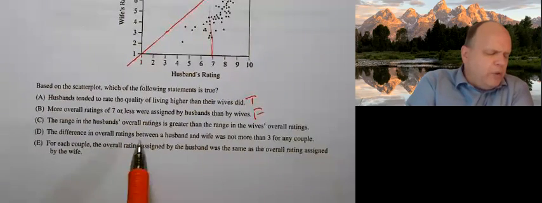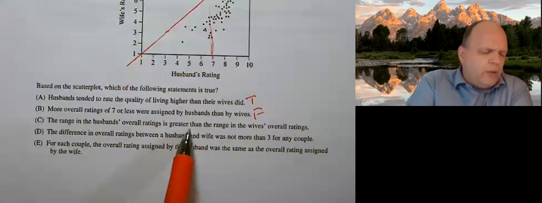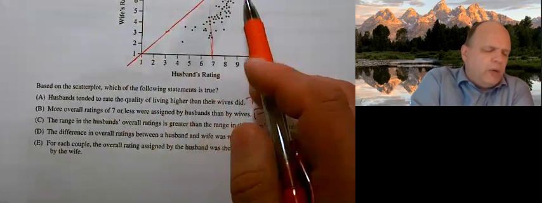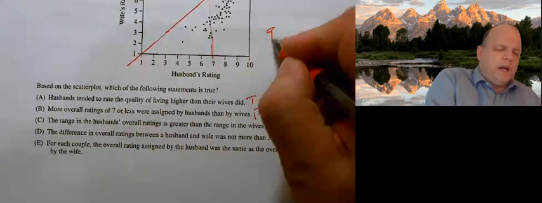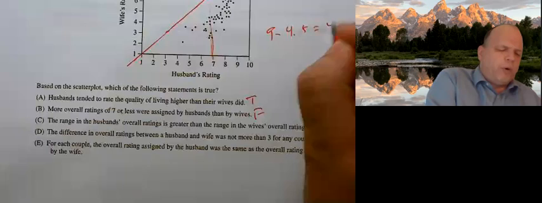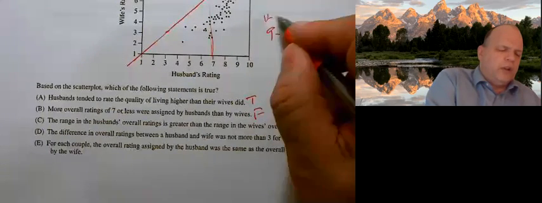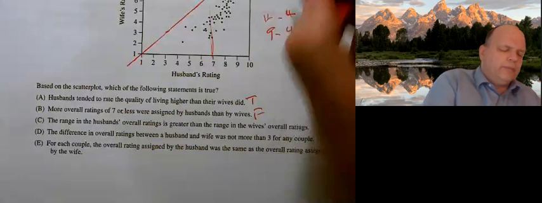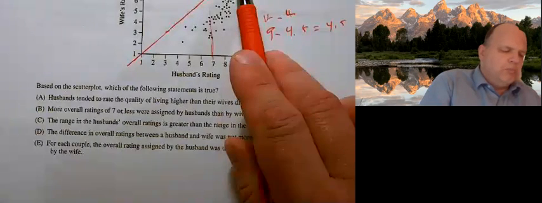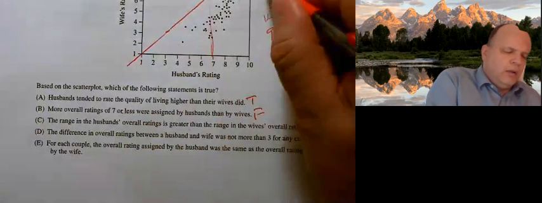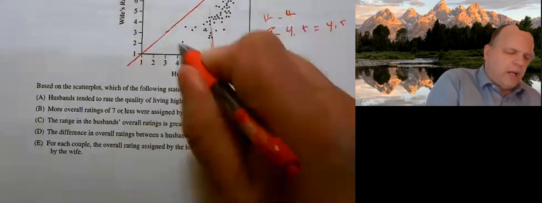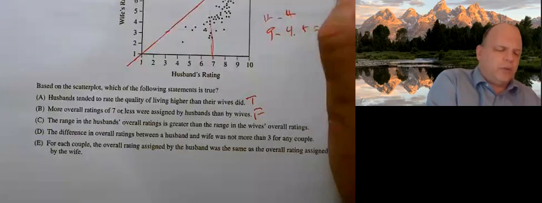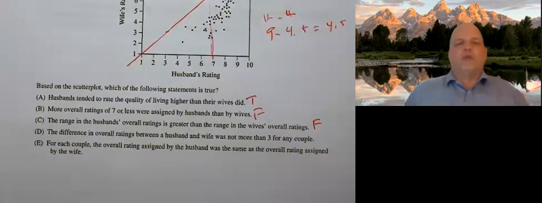The range in the husband's overall ratings is greater than the range in the wife's. Well, the range in the husband is about 4.5 to 9. So the range of the husband is about 9 minus 4.5, so about a 4.5 range, because that was high minus low. That's for the husbands. For the wife, our high value is also about a 9, but our low value is about a 2.5. So basically, they have a range of about a 6.5.